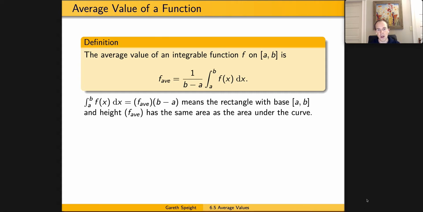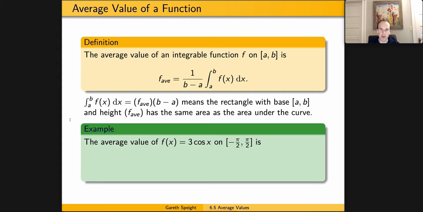Okay, another way of thinking about average value is if we multiply both sides of this equation by b minus a, we get the integral of f is equal to the average value times b minus a. On the left, the integral is the area under the curve, and on the right, there is a product, which is the area of a rectangle, which has base [a, b], so the width is b minus a, and the height is the average value. So in other words, that's saying that if we take [a, b], our interval, as our base, and we draw a rectangle whose height is the average value, then the area of that rectangle is the same as the area under the curve. It's just a geometric way of thinking about things.